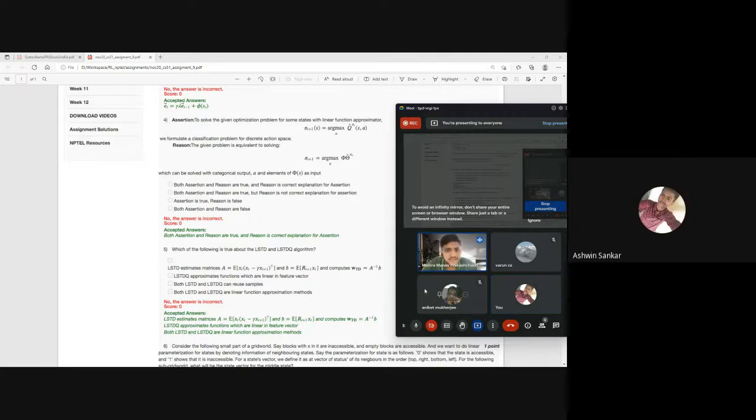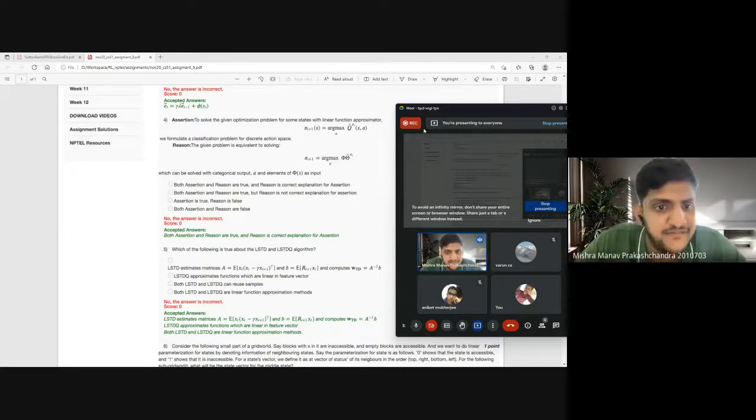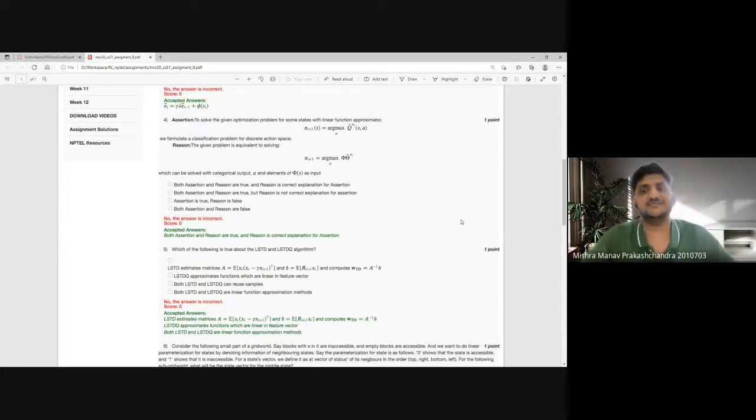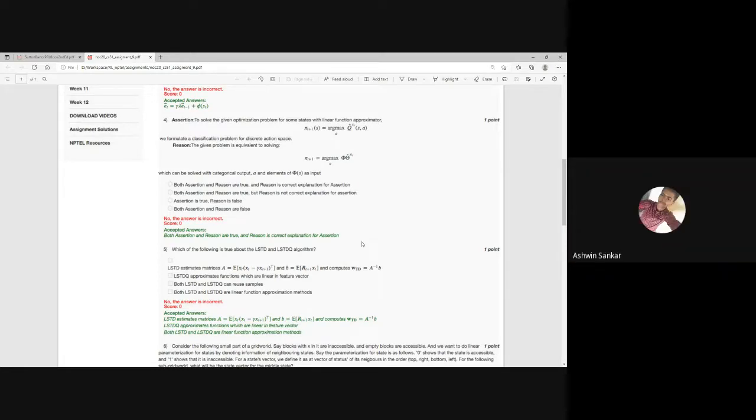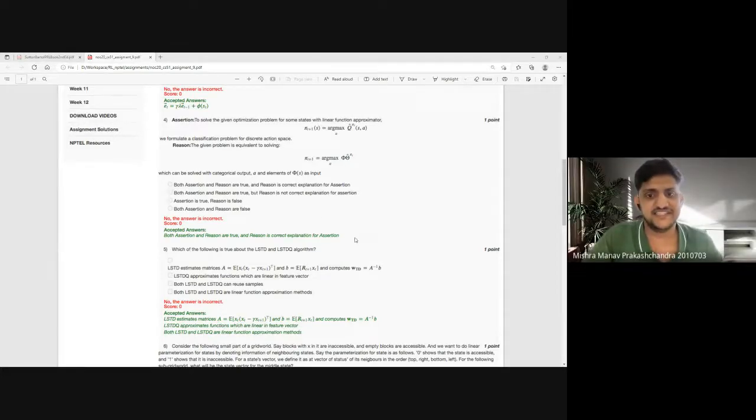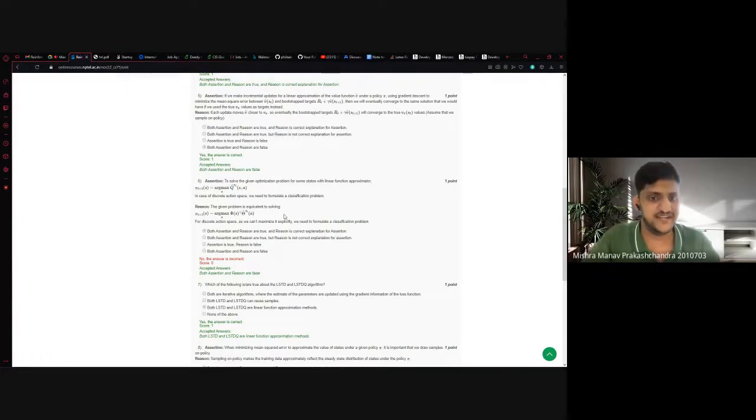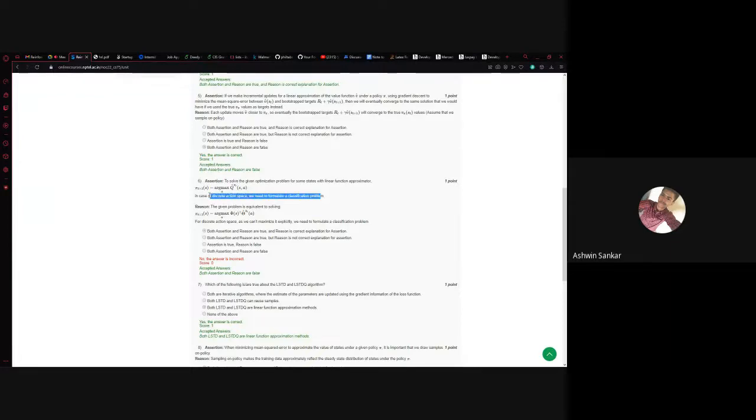Maybe I should look at the question. Just some slight wordplay, I feel. We formulate a classification problem for discrete action space. And here it's written, in case of discrete action space, formulate a classification problem. So the wording changes the whole meaning, right? Here in week 8 question 6, the wording is different, so it changes the meaning completely. You see that, right? Okay, makes sense.